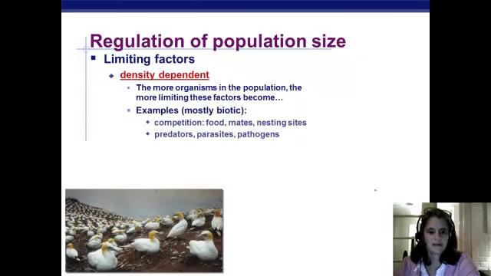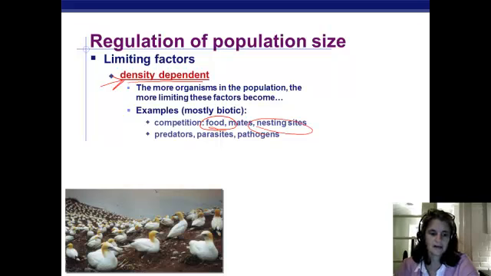We'd already talked about these, so I'll just quickly cover limiting factors. We talked about biotic versus abiotic. Density-dependent limiting factors are those things that affect your population more the more of you there are. Okay, competition for food, for mates, for nesting sites, things like that. That's a density-dependent limiting factor.